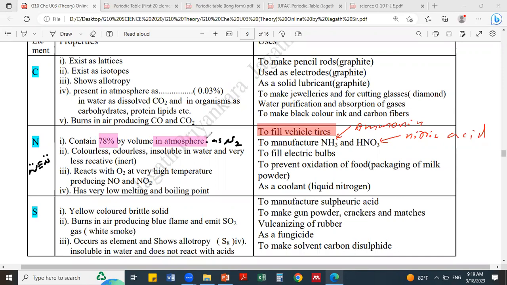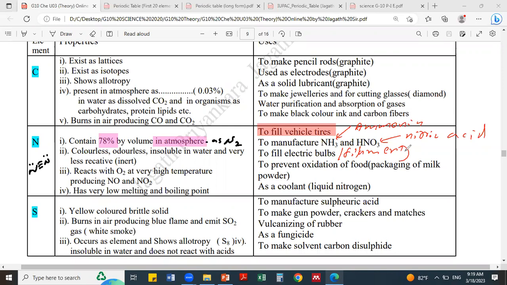Nitrogen is used to fill electric bulbs, the filament bulb. The empty space is filled with nitrogen gas because it's less reactive. Otherwise, if you pump normal air, at high temperature the filament gets burned, and then you have to replace the bulb.